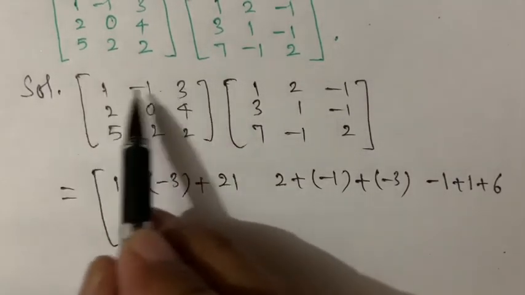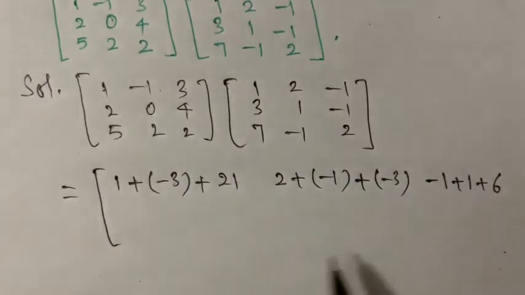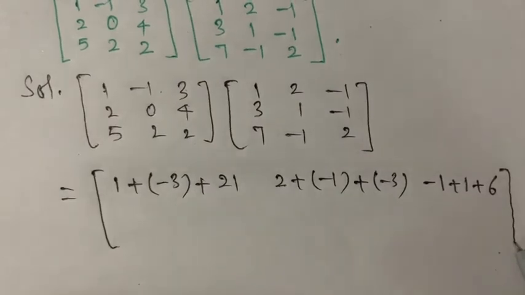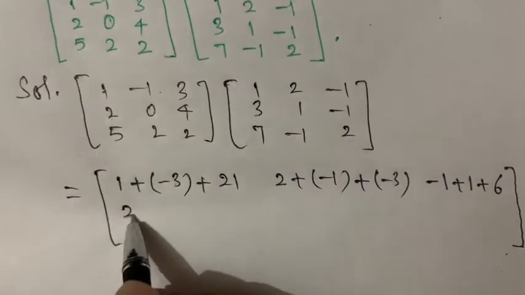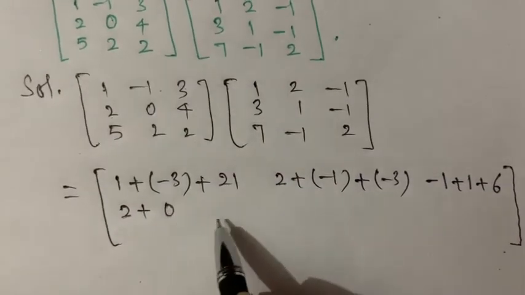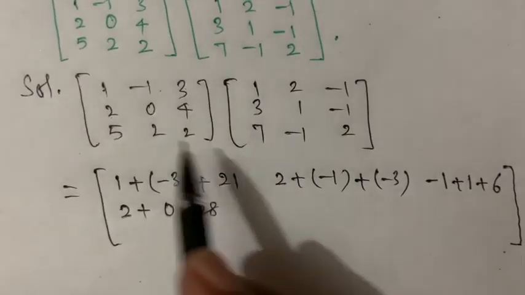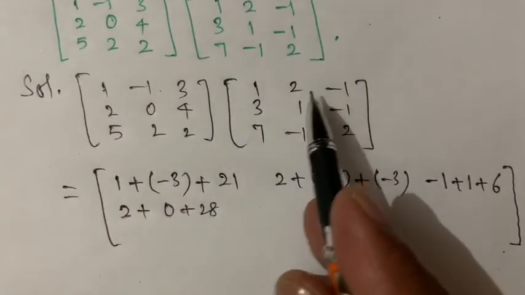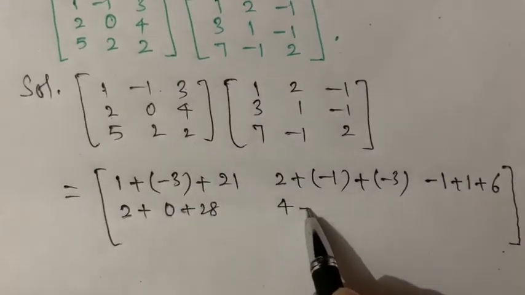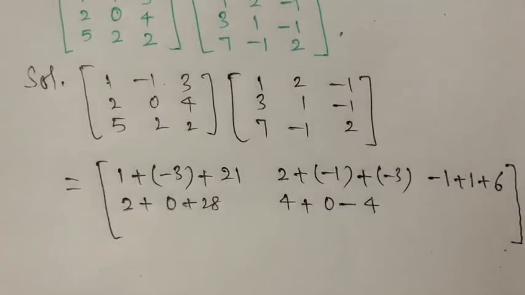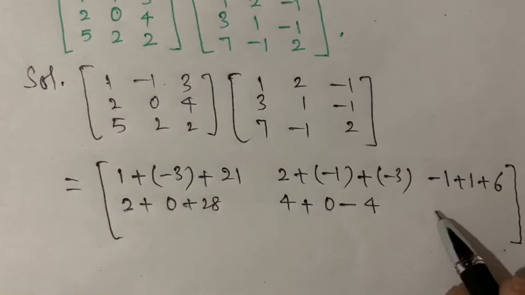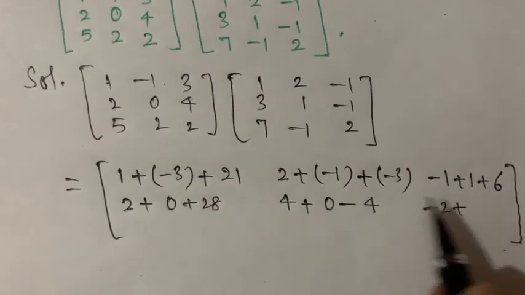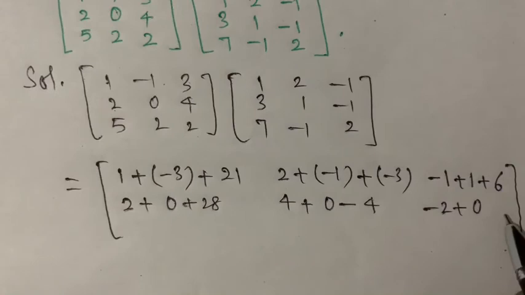Now we don't have any more columns there, so we want to have more columns. And now we will move to the second row. 2 into 1 will give us 2, 0 into 3 will give us 0, 4 into 7 will give us 28. Then we will have 2 into 2 will give us 4, plus 0, minus. Then we have 2 into minus 1 will be minus 2, plus 0 into minus 1 gives us 0, and 4 2s are 8. So we have this one.